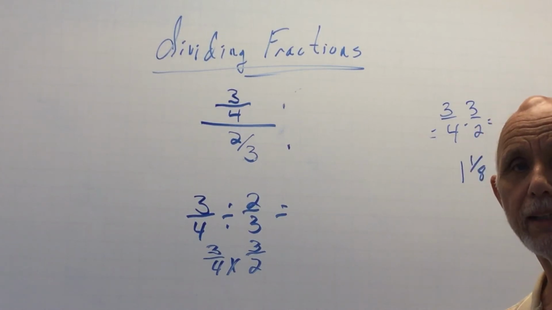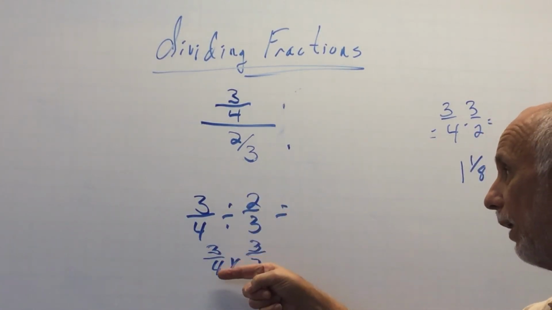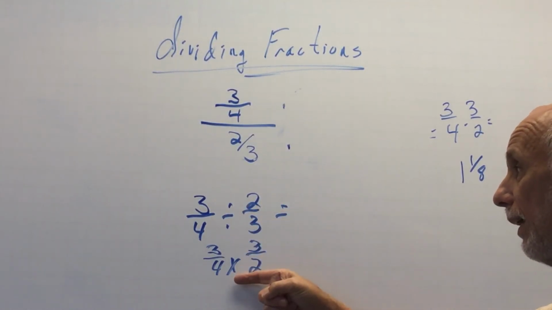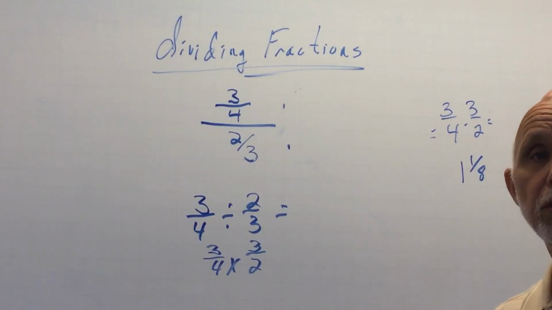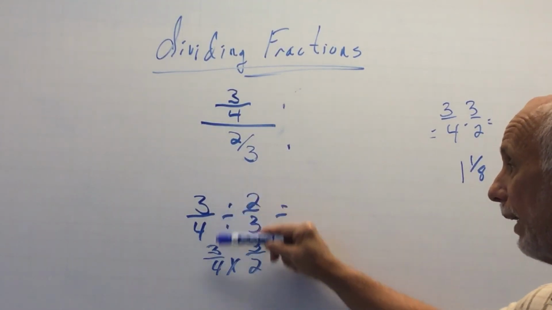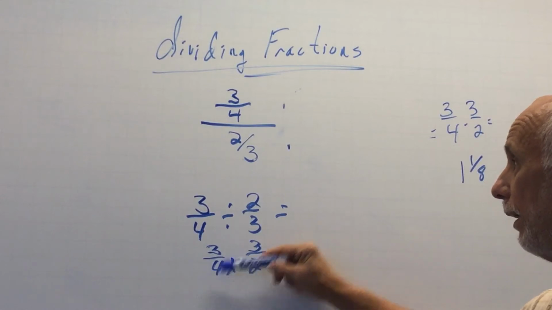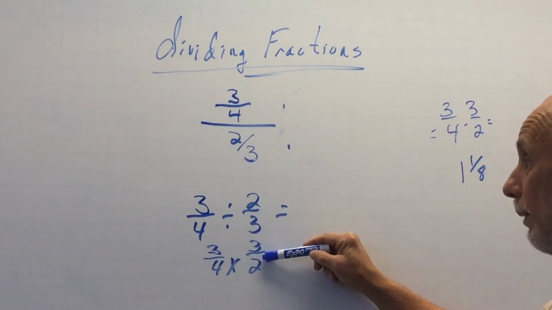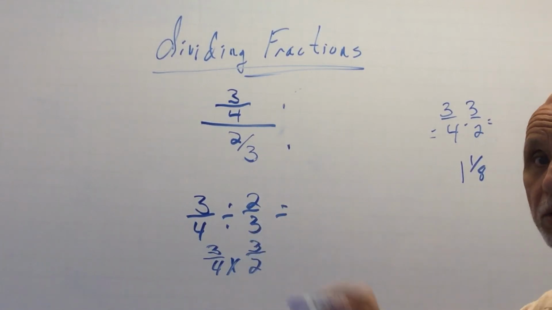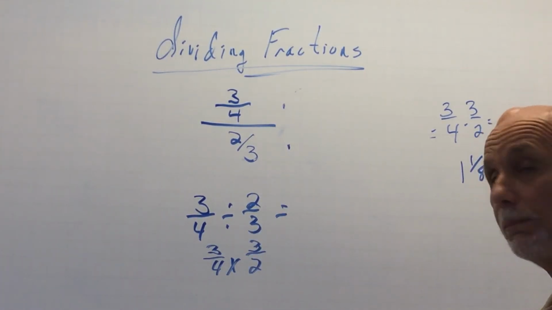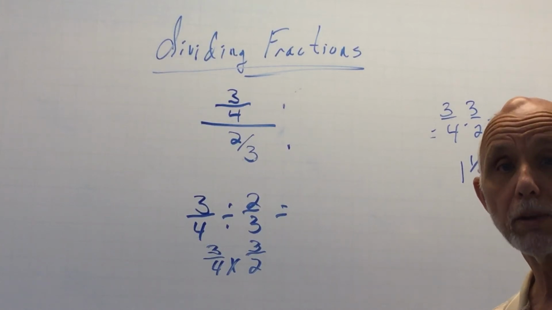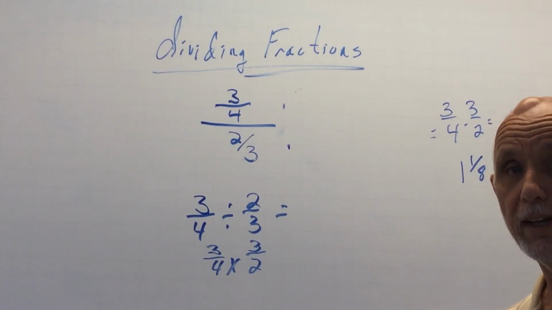And the rhyme goes like this: bring down, flip around, multiply after you simplify. All right, so you bring down the front, you flip the back to its reciprocal, and then you change it to multiplication. But don't multiply until you simplify. So bring down, flip around, multiply after you simplify.